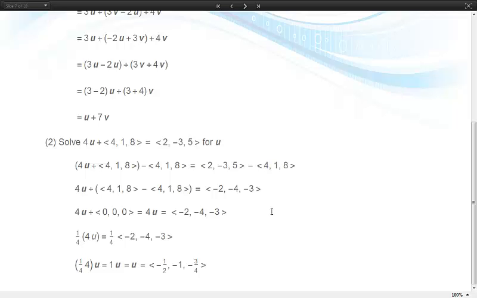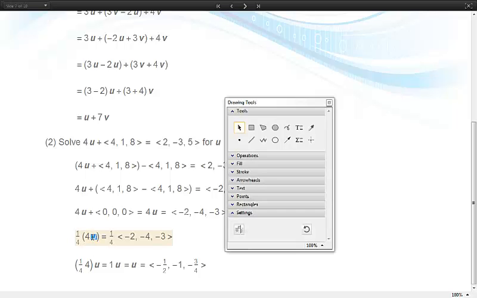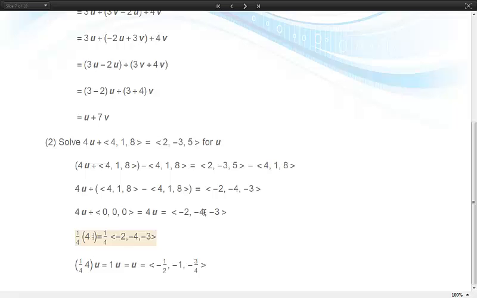Finally, I can solve for u by multiplying both sides of the equation by 1/4. Or equivalently, we could say that, substituting equal quantities, I know that the quantity 4u is the same as the quantity minus 2, minus 4, minus 3.